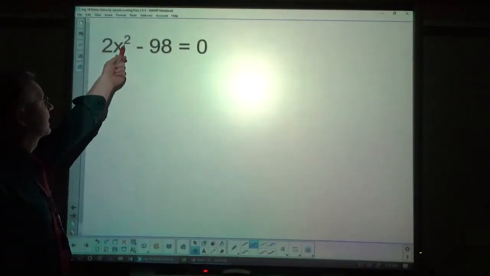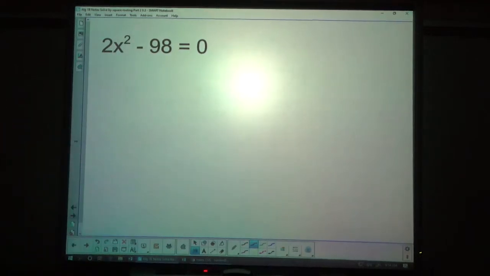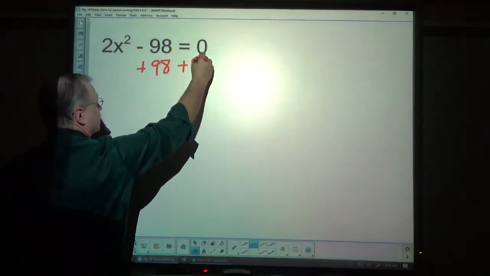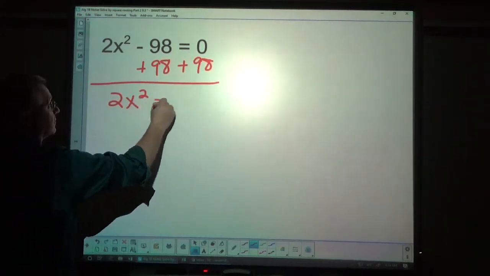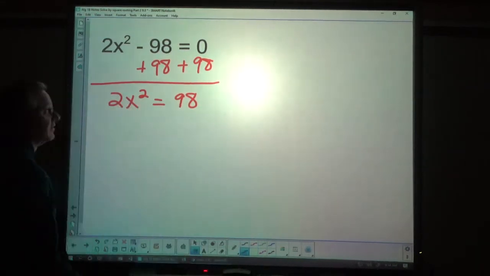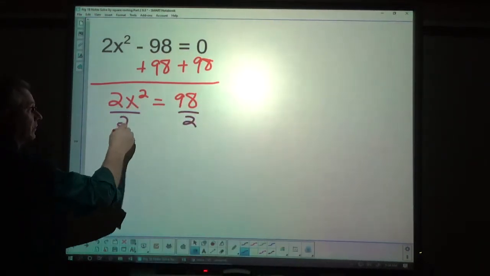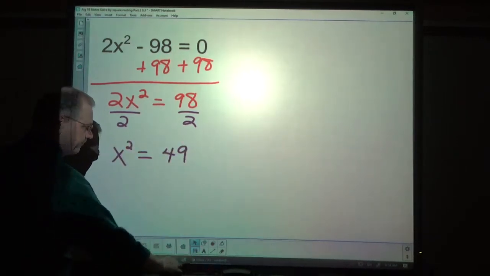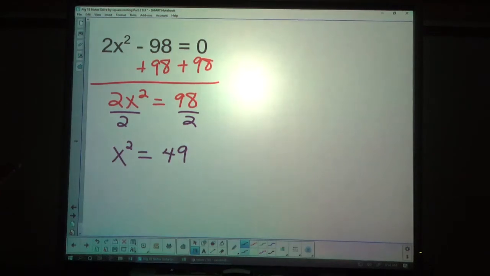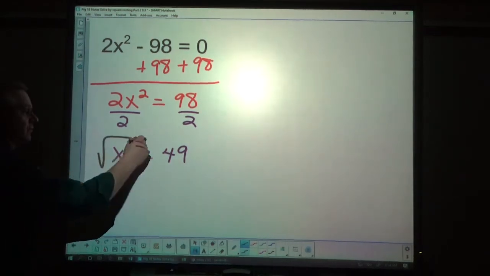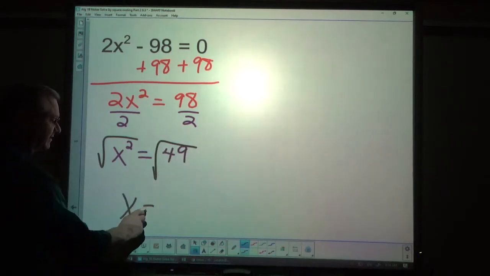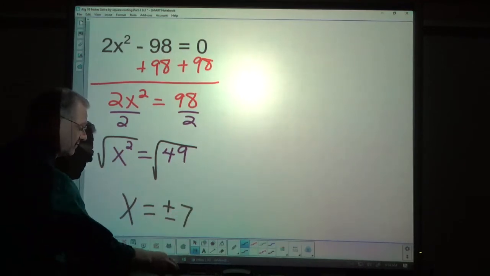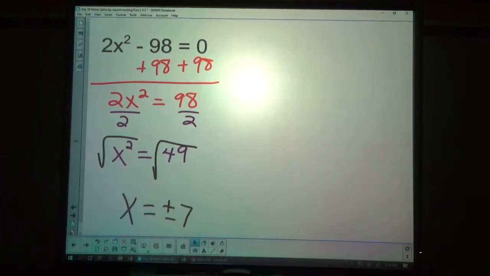Now, if that were not x squared, but just x, what would you do to get it by itself? Well, you'd add 98 to both sides. Then you would divide both sides by 2. Well, we're going to do the exact same thing here. Now I've got x squared equals a number, and we know what to do with that now. We're going to square root both sides, x equals, we're going to put our plus minus sign, and the square root of 49 we know is 7. And that's how you proceed.